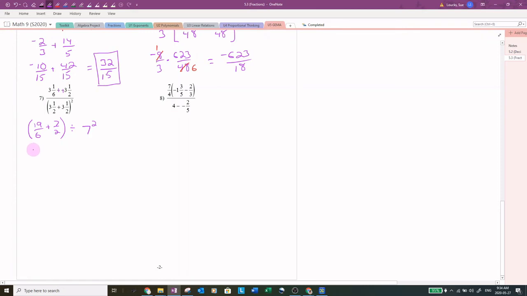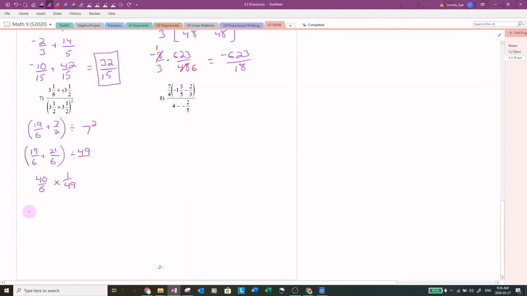Okay, so now I need a common denominator over here. So this is 19 over 6 plus something over 6. And 2 times 3, so 7 times 3 is 21, and that's divided by 49. 19 plus 21 is 40 over 6. Now, instead of writing divided by 49, I'm going to go times 1 over 49, because that's how we divide when we're working with fractions, and 49 over 1 are the same thing.